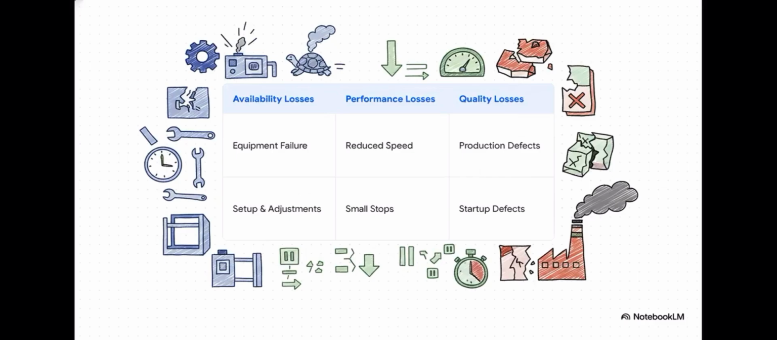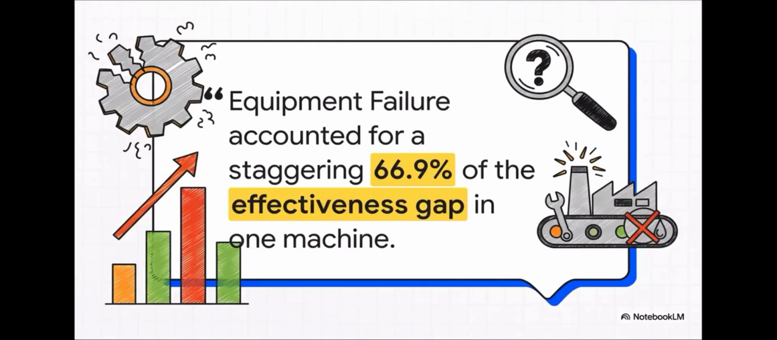We're talking scrap, defects, all the stuff you have to throw out. And don't underestimate these guys. Just one of them can be devastating. Get this. In one study, simple equipment failure, just the machine breaking down, was responsible for almost 67% of the machine's entire efficiency gap. That's why you have to find your #1 villain and focus on that first.